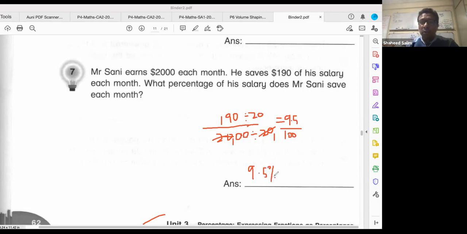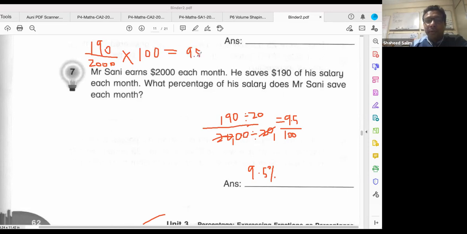So you can also do this. You can also take 190 over 2,000 times by 100. Finish. You get 9.5%. You can also do this. This is a very fast way.